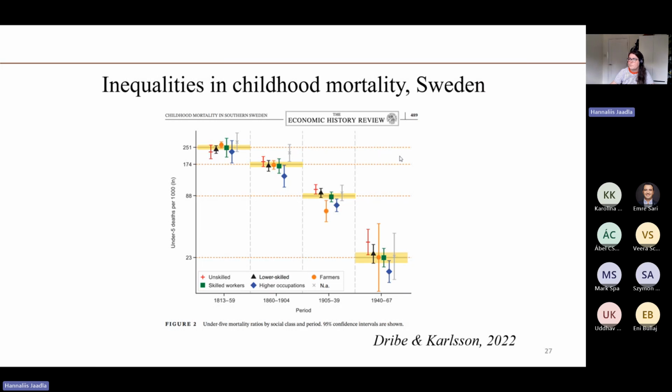So, for example, we see here that by early 20th century, the farmers had much lower child mortality rates compared to other social groups. And we start to see also this kind of gradient. So unskilled workers having the highest mortality, and through the social class gradient, lowering of mortality, with a little standout by the farmers. But the gradient is very clear also from 1940s onwards. So this kind of gradient emerges during the 20th century.